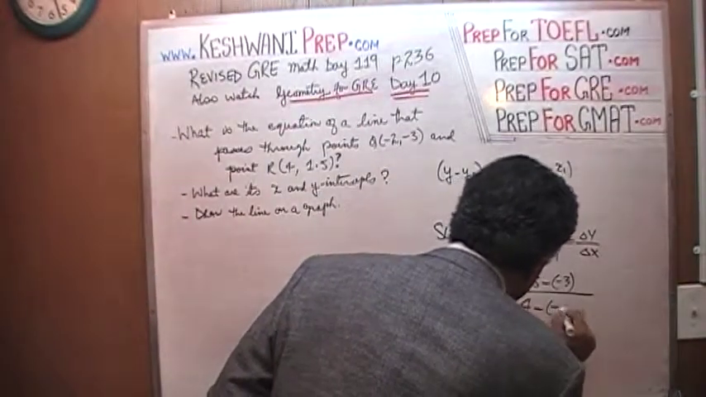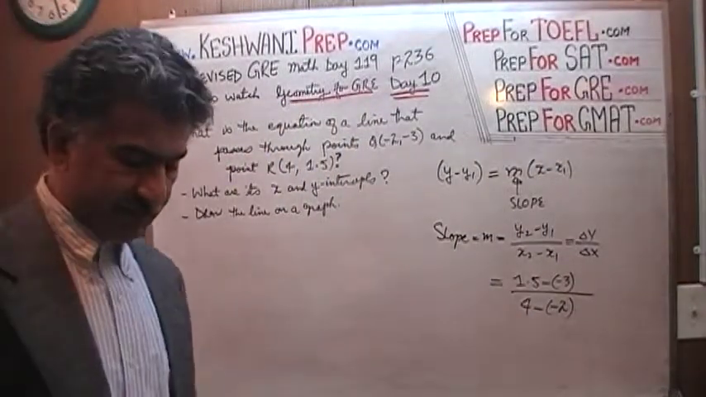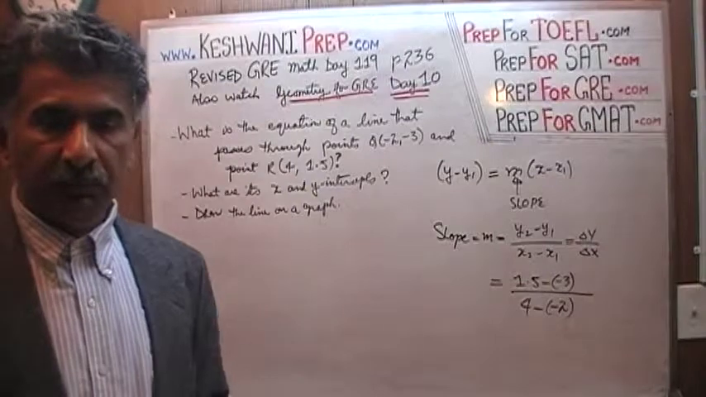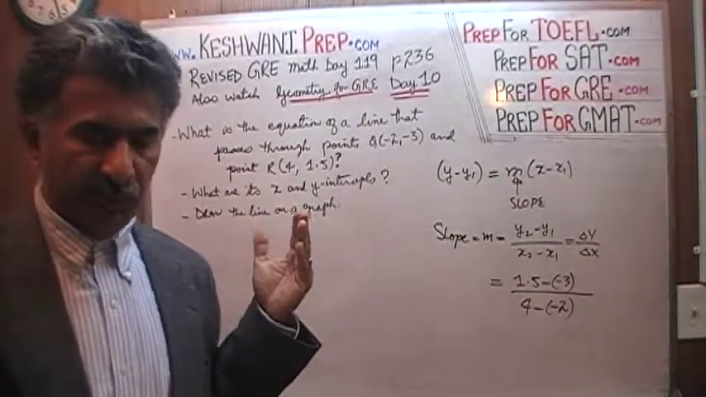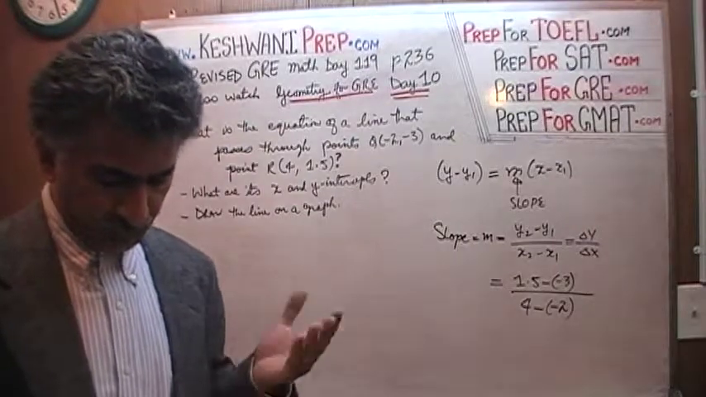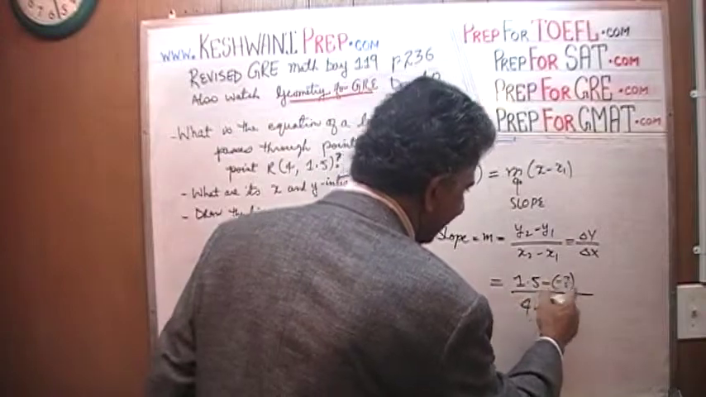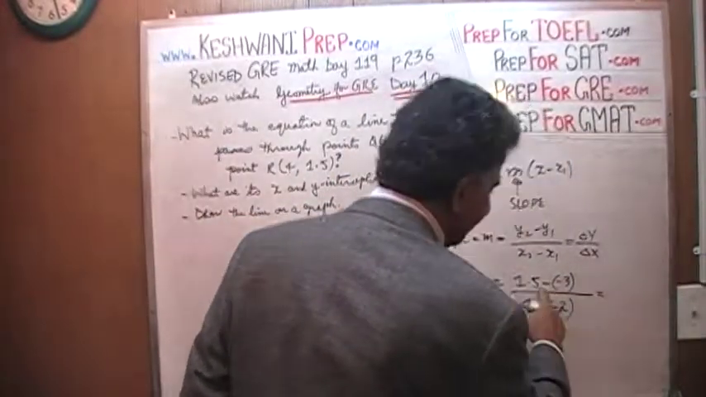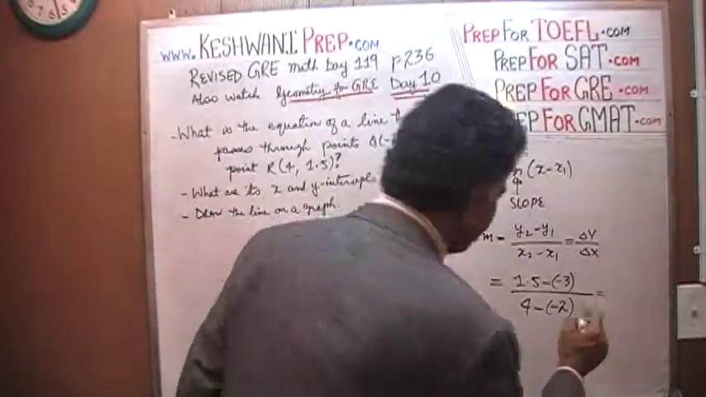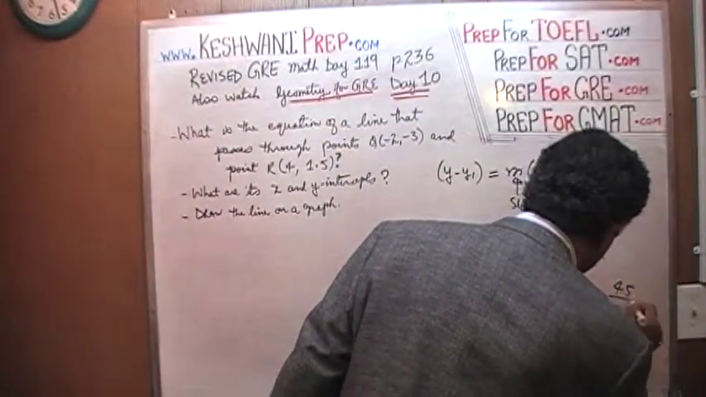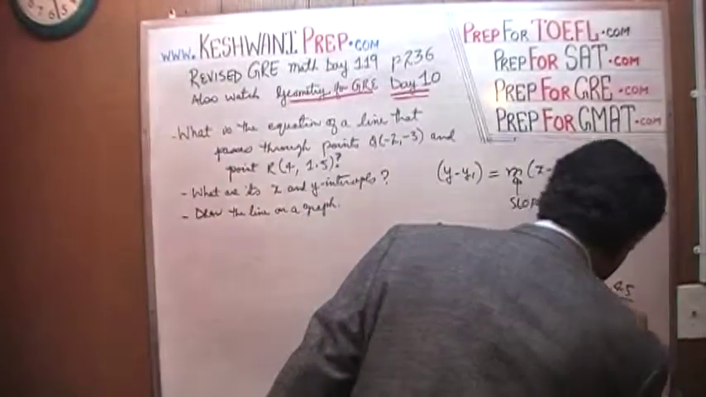Now if you were to do it the other way around, it wouldn't change anything. You will still get the same answer. It doesn't matter which point you call starting point and which point you call ending point. It's not going to change the slope. Slope is slope. So 1.5 minus a -3, a negative times negative is positive, so it's 1.5 plus 3, which is 4.5. And at the bottom you get 4 minus a -2, which is a positive 6.